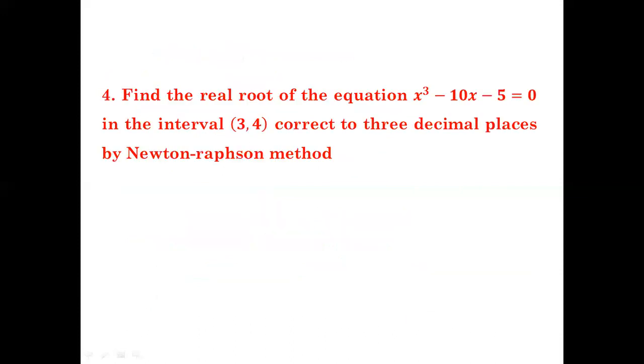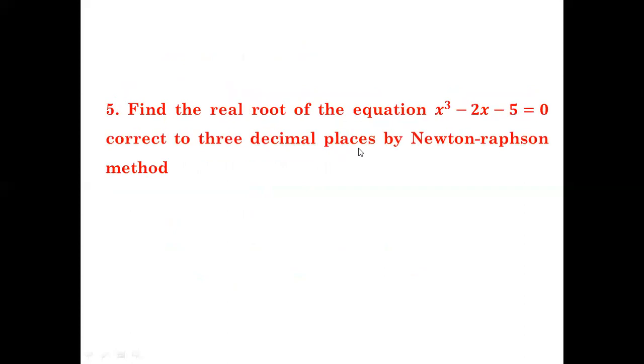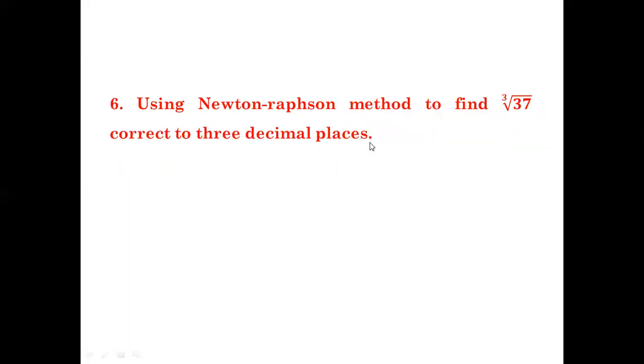And the next example is: find the real root of the equation x cube minus 10x minus 5 equals 0 in the interval 3, 4, correct to 3 decimal places by Newton's-Raphson method. It's an exercise. And the next exercise is: find the real root of the equation x cube minus 2x minus 5 equal to 0, correct to 3 decimal places by using Newton's-Raphson method.